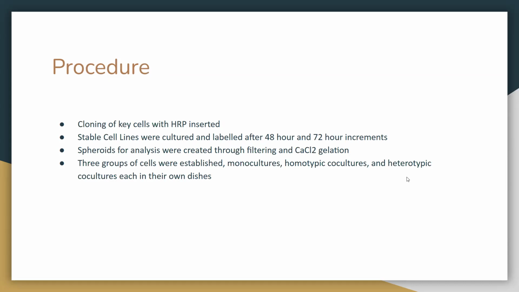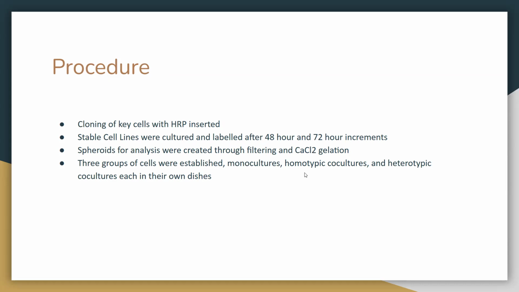The procedure: the first steps they did were they cloned mice cells with the breast cancer types and inserted HRP into them so that they could actually test how it would interact and use it as the sort of baseline protein interaction that they were looking for.